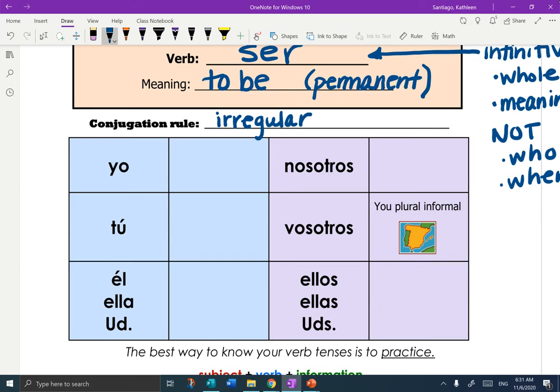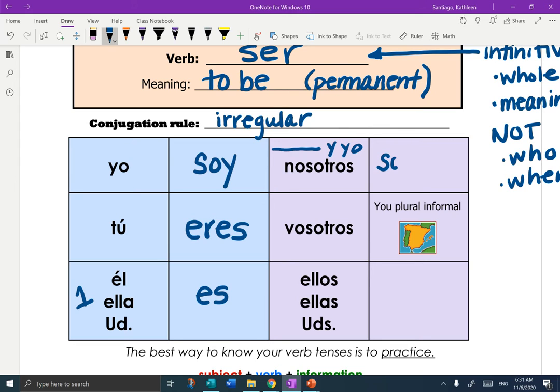So yo, the conjugation to match yo is yo soy, I am. Tú eres, you are. Él, ella, usted, or any one person or thing, es. He is, she is, you are. Nosotros, or I can say anybody and I. As soon as I add that and I, it becomes we. Nosotros somos. We are.